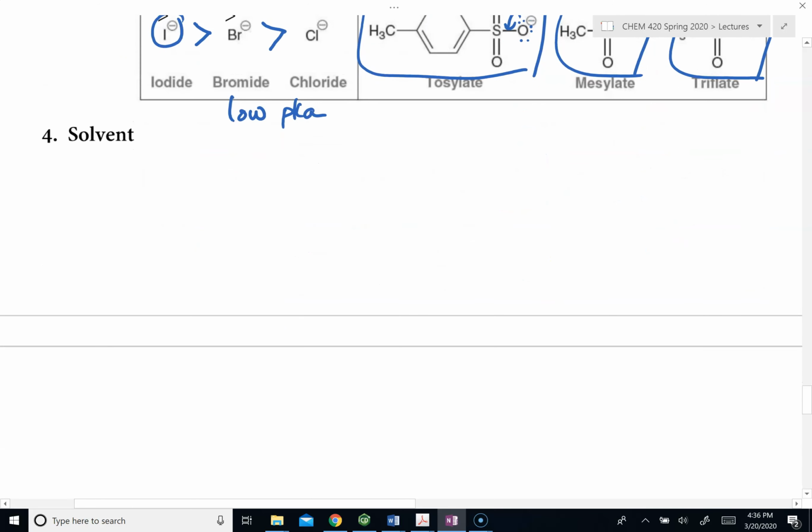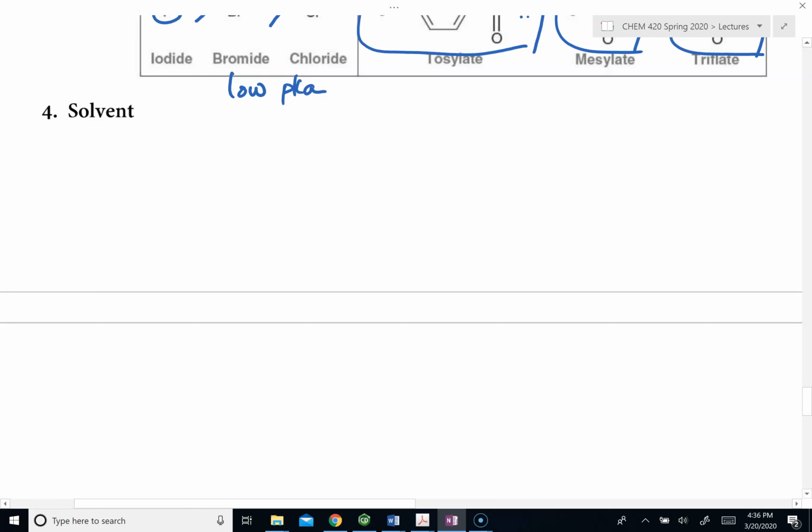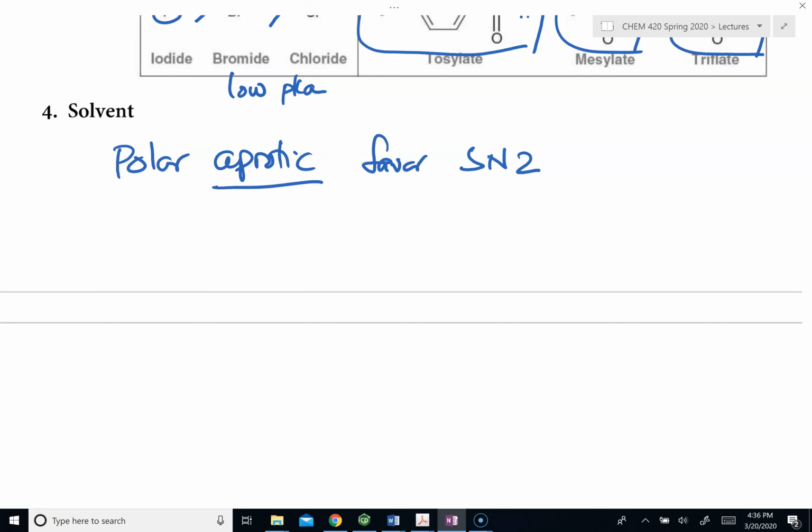And lastly, the solvent effect. The choice of the solvent can have a profound effect on the rate of an SN2 reaction. And from the previous lecture, we have seen already that the polar aprotic solvent favor SN2 reaction, because the polar aprotic solvent do not stabilize the nucleophile. So therefore, it makes the nucleophile more accessible to come in and attack the reactant carbon.